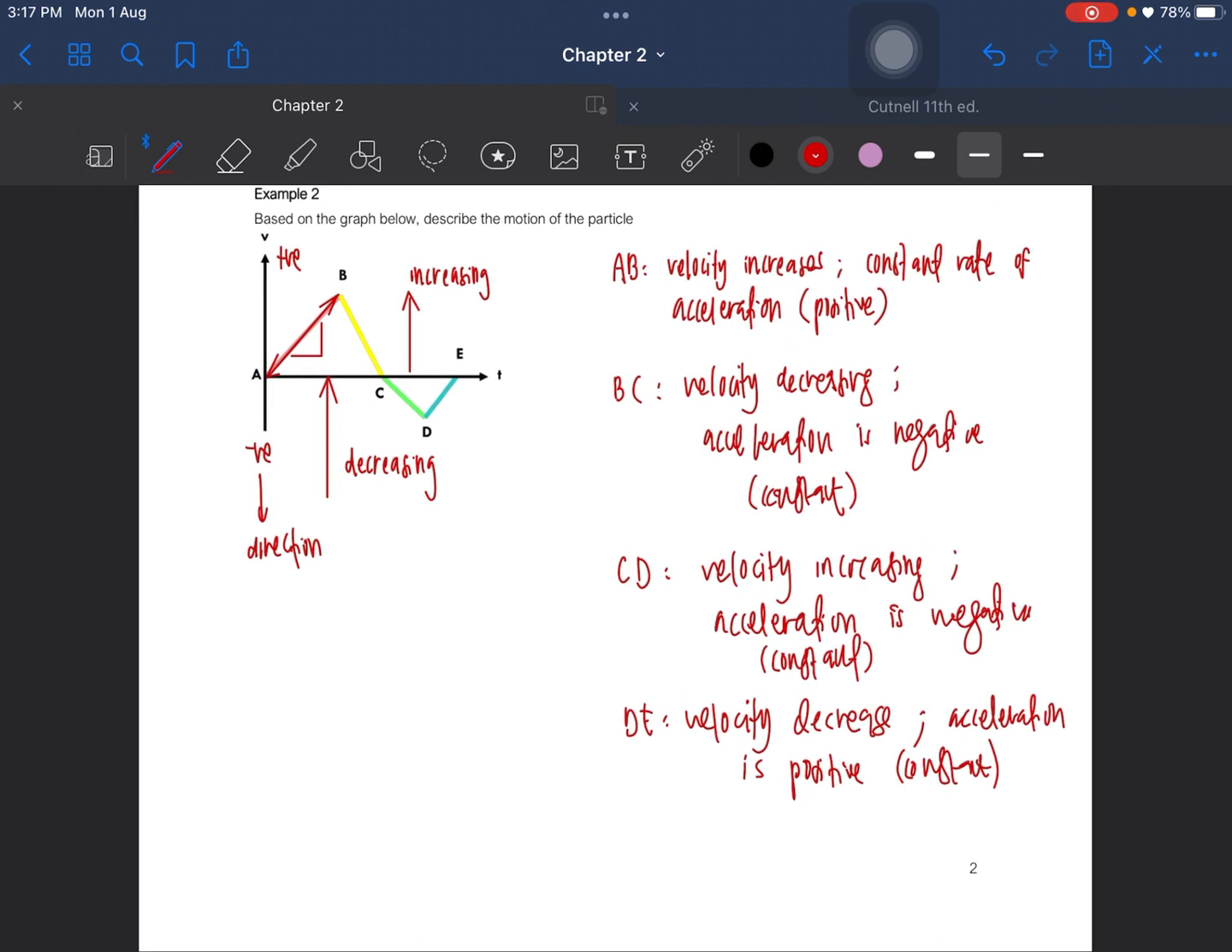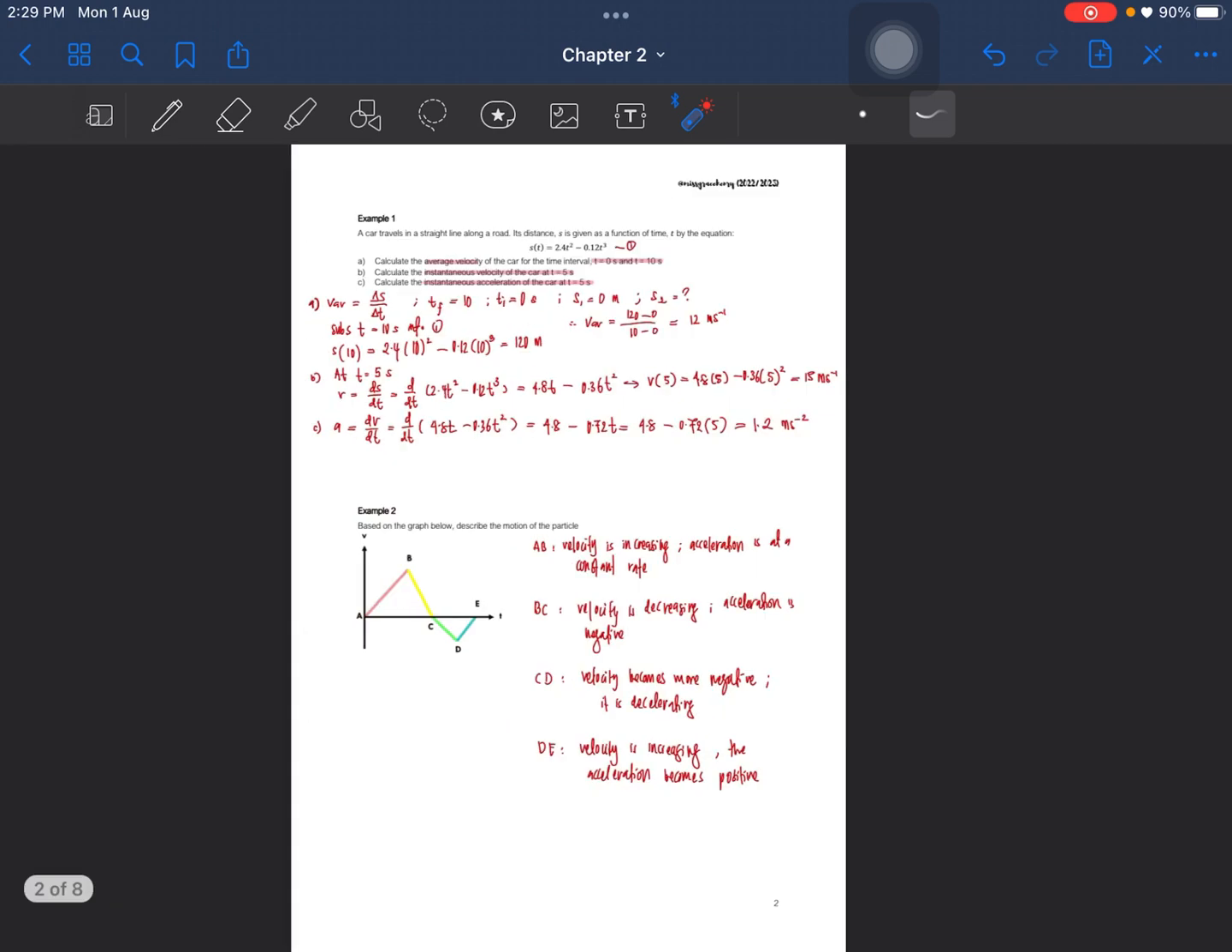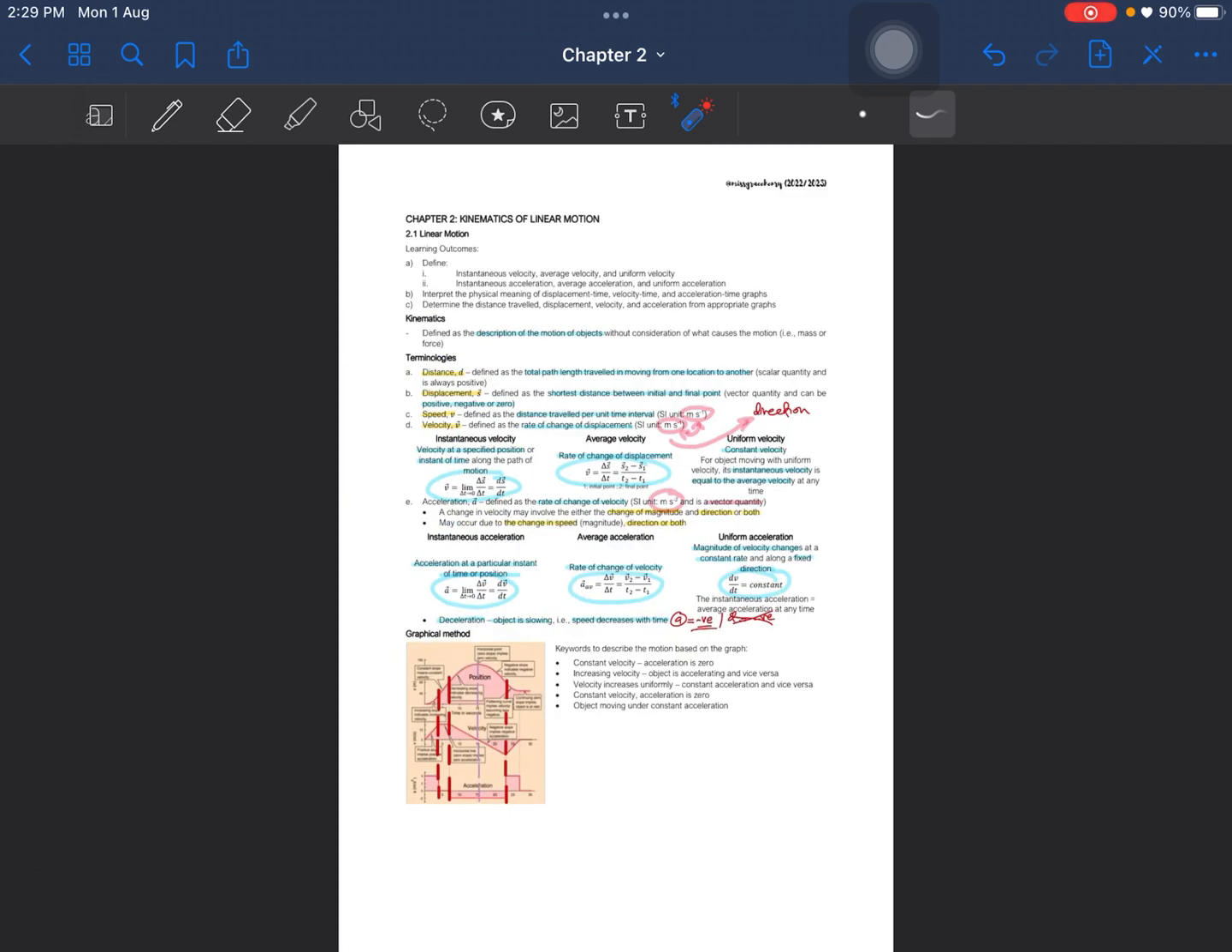Okay? So the usual misconception is people use deceleration to describe acceleration. But do not use deceleration. You just use acceleration negative or positive. So that is the end of our first subtopic.